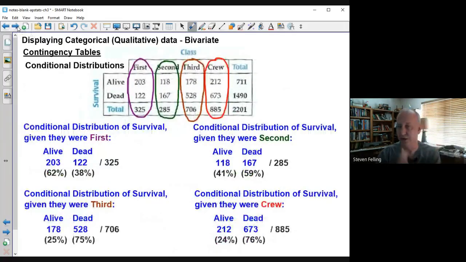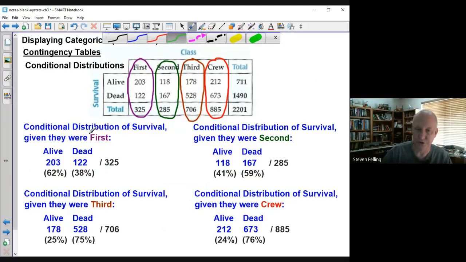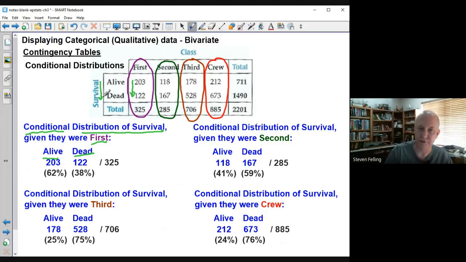Of course, we could also have done the other direction. We could have said, let's take a look at the conditional distribution of survival. That means a distribution of survival, which means we have the value alive and dead. And then we're going to impose a condition, and we want only to look at the first class passengers. So looking only at the first class passengers, how is this data distributed across the survival variable? 203 versus 128. And we could do a conditional distribution of survival for second, 118, 167, or a conditional distribution for third, 178, 528, or a conditional distribution of survival for the crew members, 212, 673.